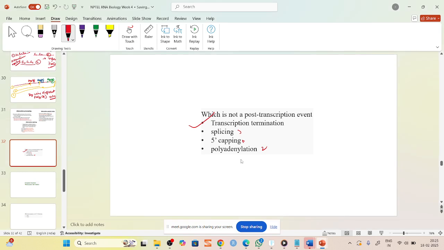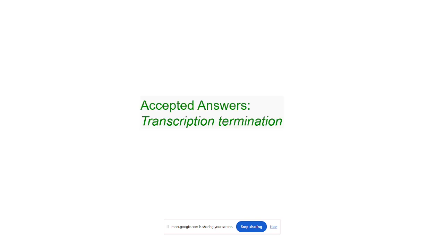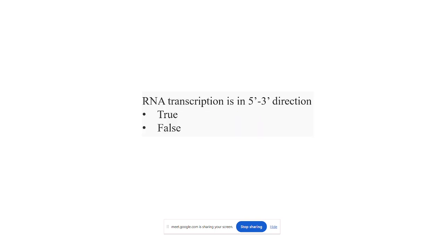Okay, next question is, RNA transcription is in 5' to 3' direction, true or false? 2 minutes to answer this question, although it is an easy question, but okay, I'll give you 2 minutes. Think what can be the answer. Right now it is 8:25. I'll switch the screen at 8:27.